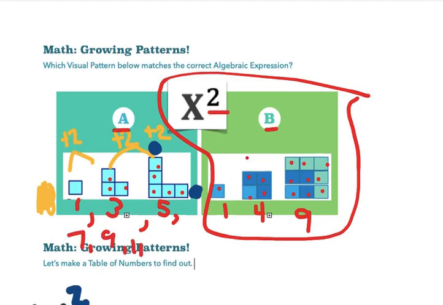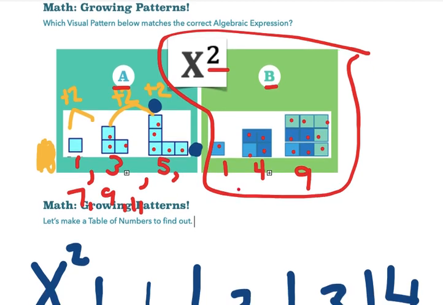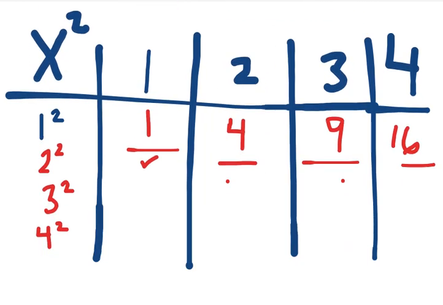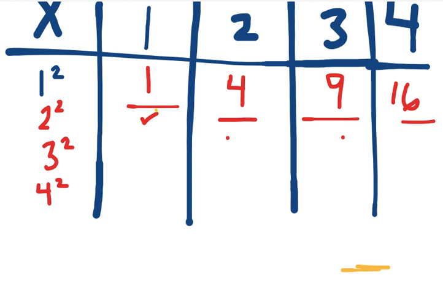X squared has an exponent, so the growth pattern is a little bit different. It might be easier to see down here. How do you get from 1 to 4? It's plus 3. How do you get from 4 to 9? It is plus 5. How do you get from 9 to 16? It is plus 7.